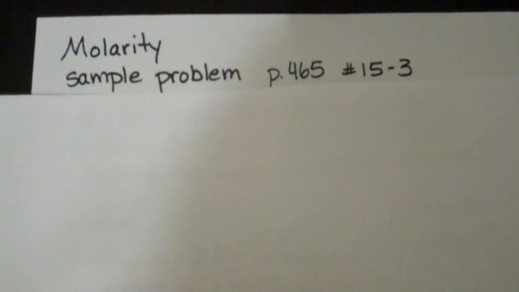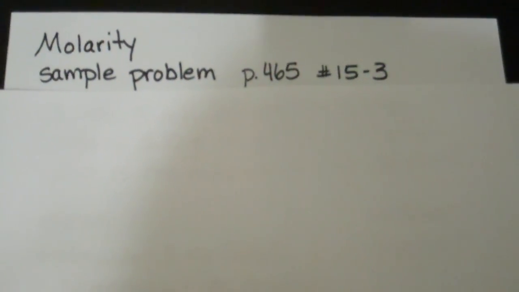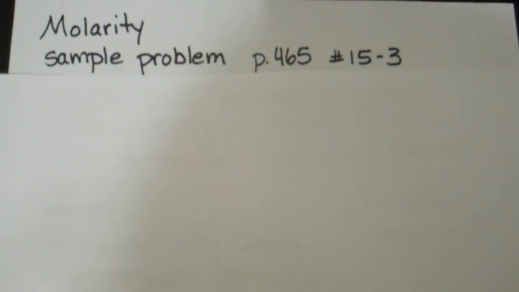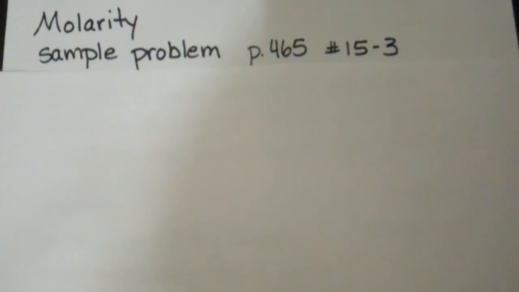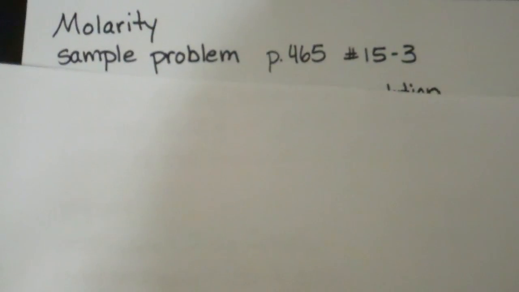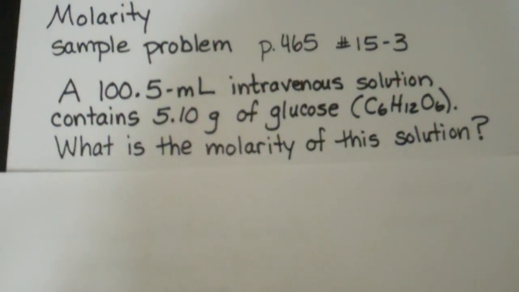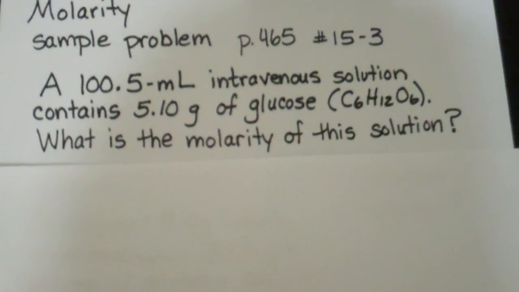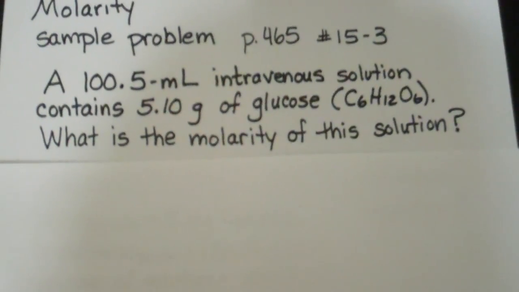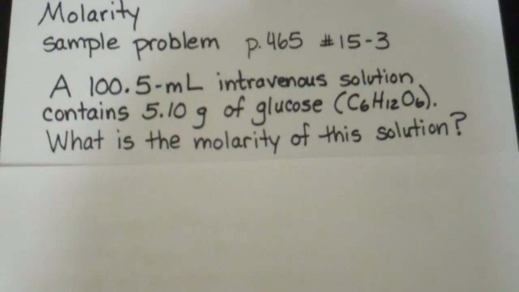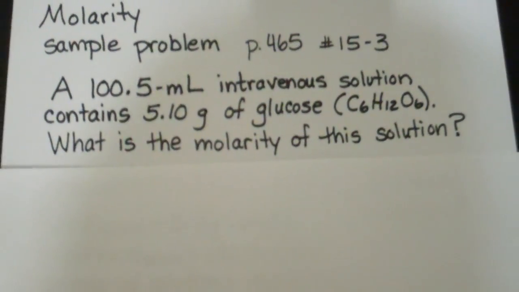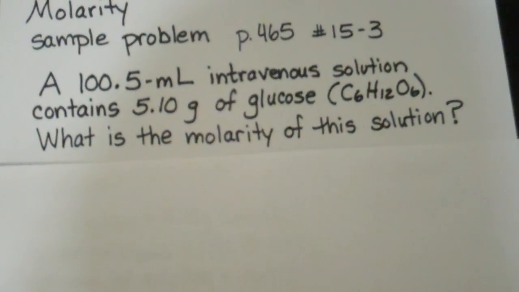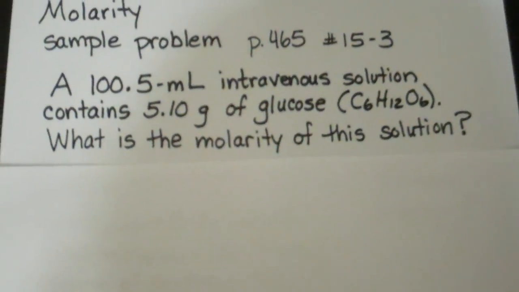Okay, I'd like to show you a sample problem from your book. If you want to follow along, the problem can be found on page 465. It's problem number 15-3. And here's your problem statement. A 100.5 milliliter intravenous solution contains 5.10 grams of glucose, and the formula for glucose is C6H12O6. What is the molarity of this solution?